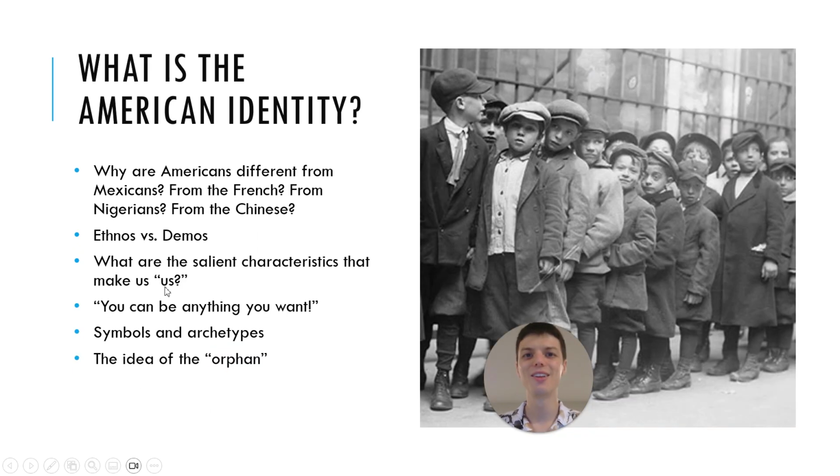I'll stop clicking. The idea of the orphan. Orphans are an extremely common symbol or archetype in the American national consciousness. And I would say also just the hemispheric consciousness. You see this in South America. You see this in other parts of North America, like Mexico. But I would say it's most salient in the United States. The idea of a child who does not have parents. And this is seen, rather than as a negative thing, as a positive thing.